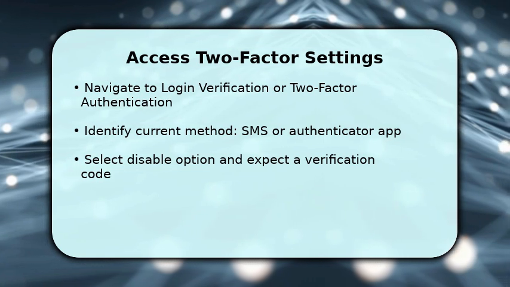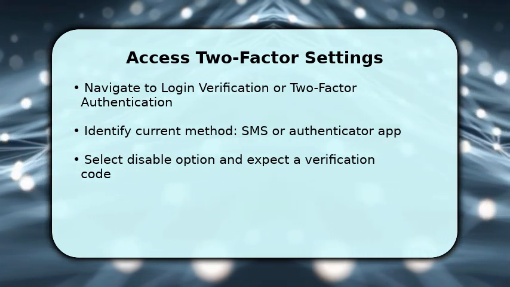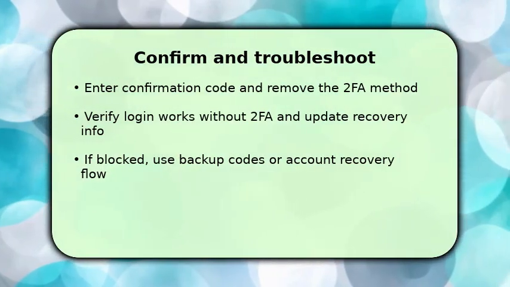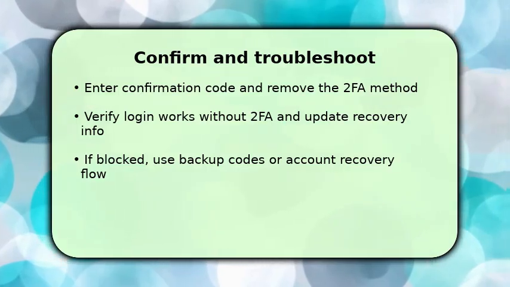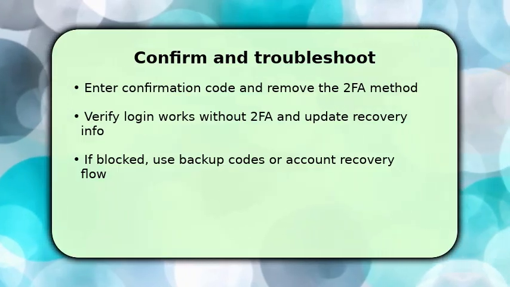Confirm the action by entering the verification code and tapping Disable. Snapchat will remove that 2FA method immediately. Once done, test logging out and back in to ensure the account accepts your password without a second factor, and update recovery options like a current phone number or email.